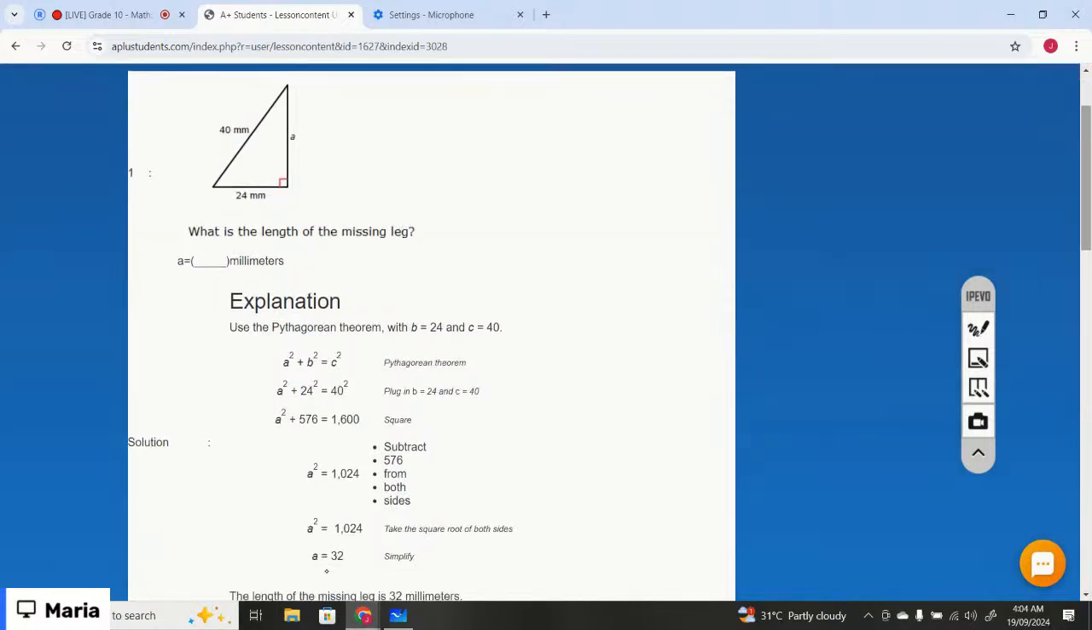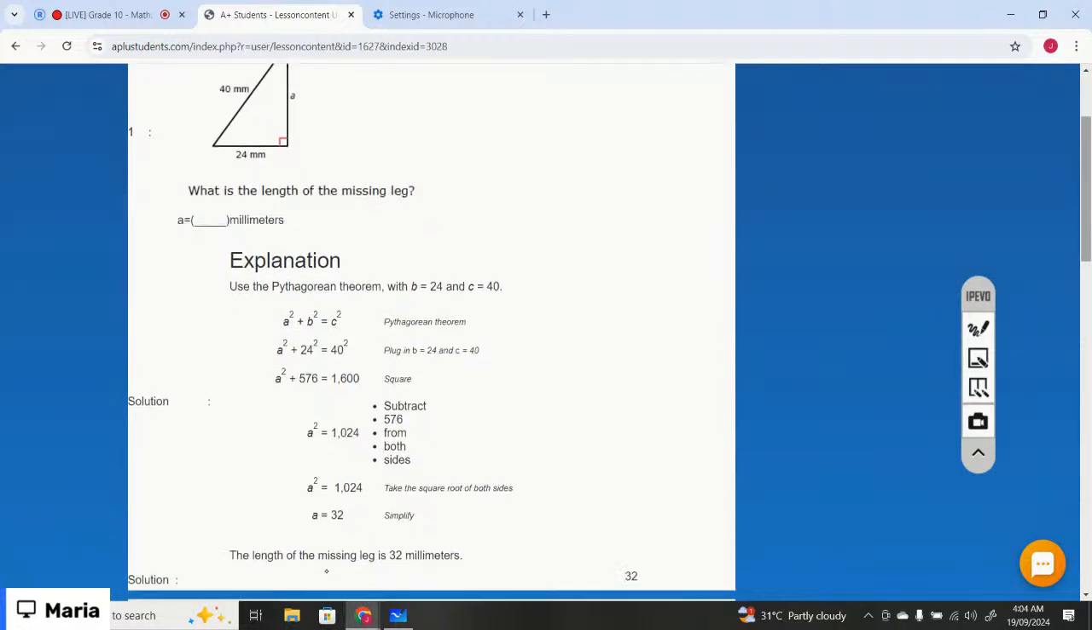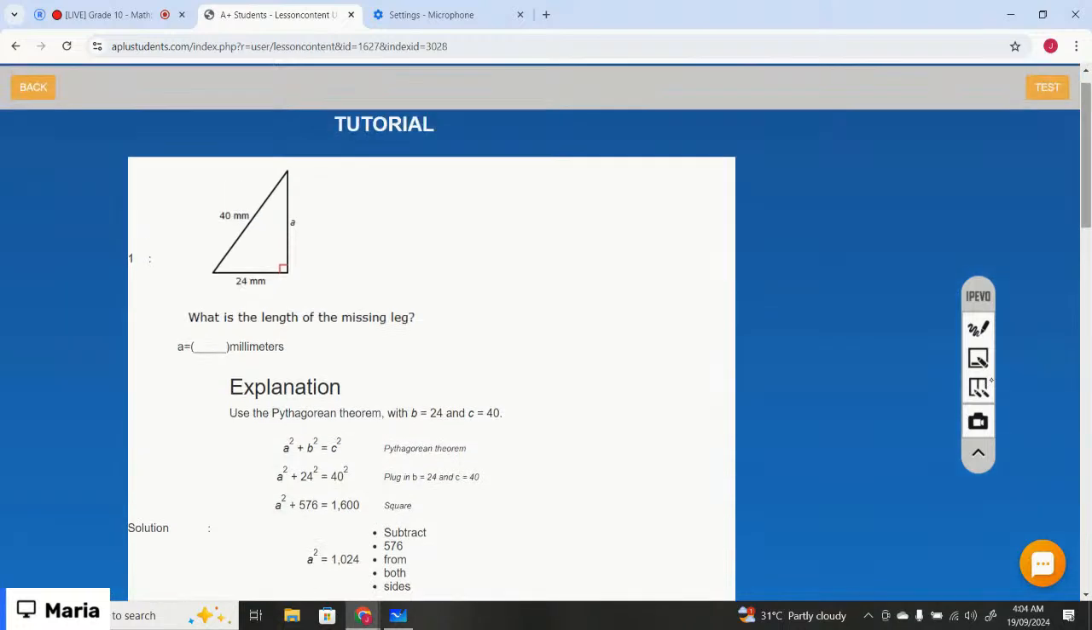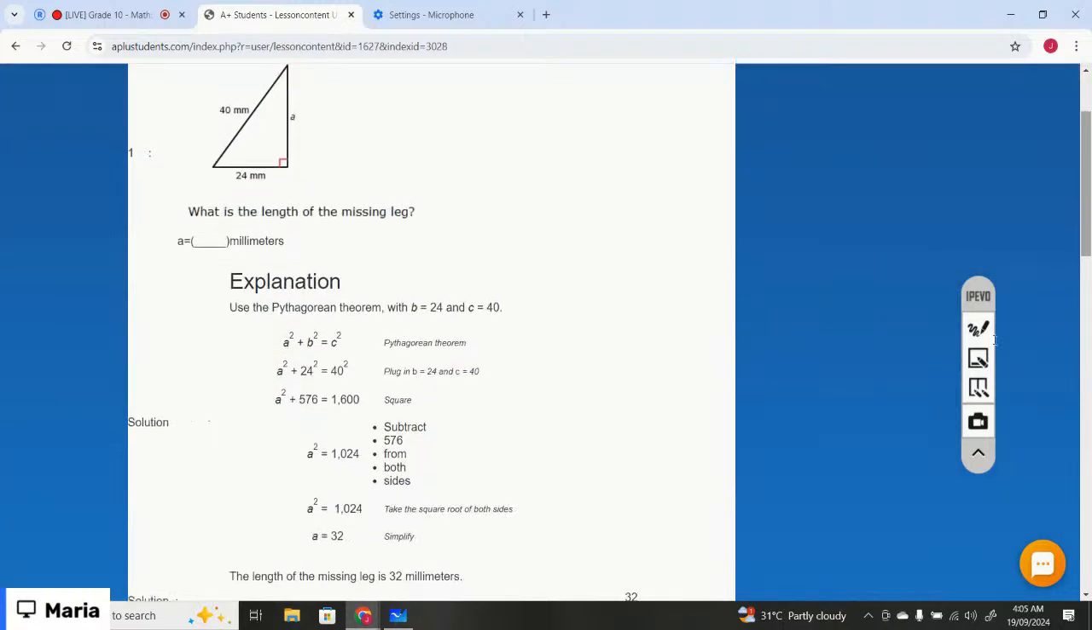What is the length of the missing leg? You are given a right triangle. You have to find the length of the leg A. So whenever we have to solve a right angle triangle, we always use the Pythagorean theorem, right? So we are given B equals 24 and C equals 40. You need to find the value of A. We know that the Pythagorean theorem is C square equals A square plus B square.